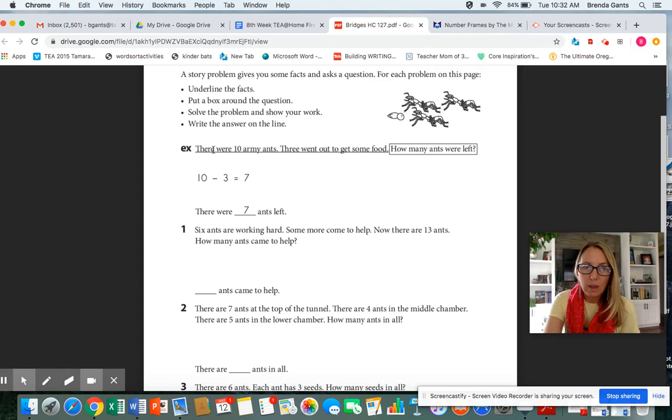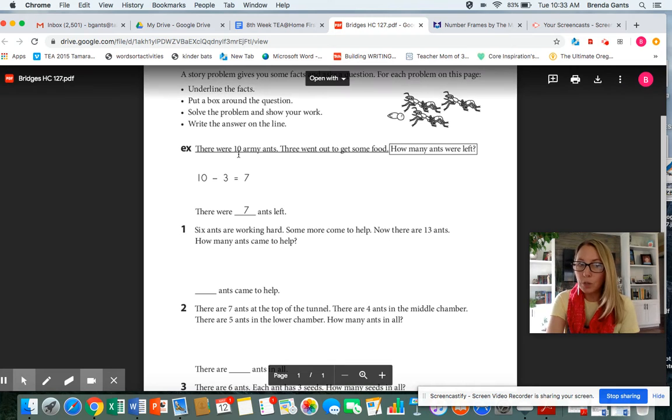So it says, here's the example. There were 10 army ants, okay? Here's where it has the 10. 3 went out to get some food. How many ants were left? Now there's a box around the how many ants were left. So in our equations, we're going to put a box where the question is, or what's unknown. What is the part of this that we don't know until we quickly compute or calculate it in our minds?